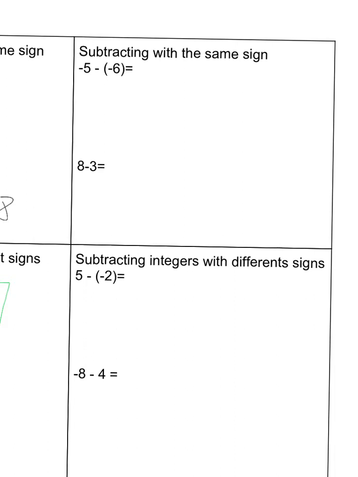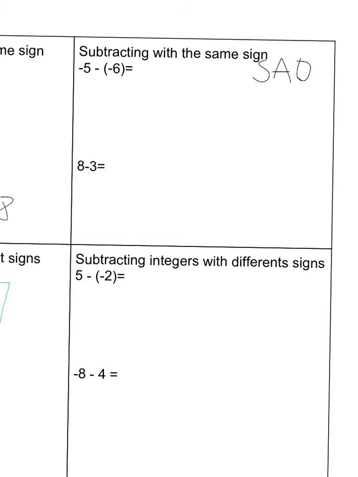Okay, so now we are on subtraction problems. So subtracting integers with the same sign. Remember, when we subtract, we SAO. Subtract means add opposite. So let's start with this problem. I have negative 5 minus negative 6. So in order to subtract, I have to add the opposite.